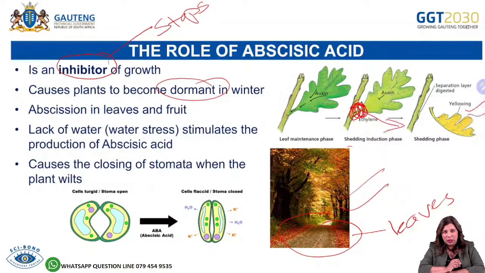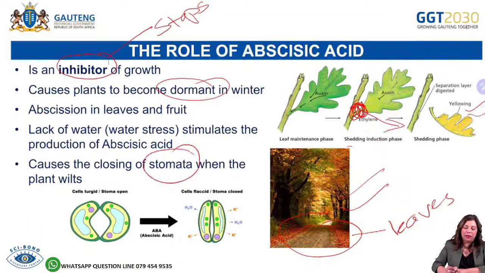What does it do? Remember, we had a structure called the stomata. And the stomata in the plant is responsible for photosynthesis and gaseous exchange, and also transpiration takes place. Okay, so if you look at the diagram here, the stoma is open. Remember, we call the space the stoma. So that one is open.